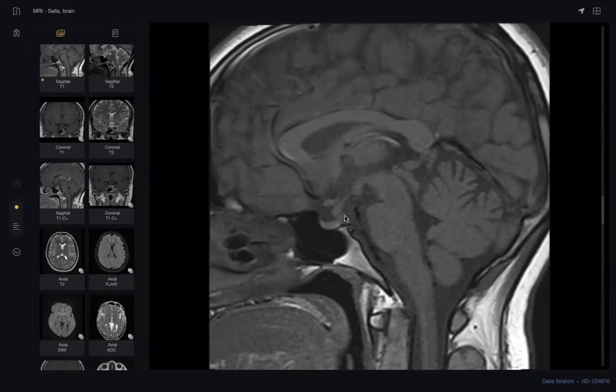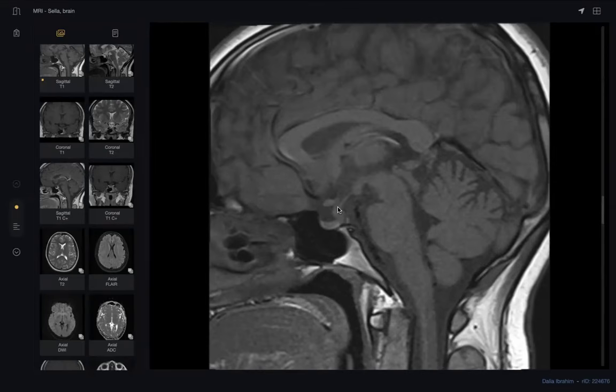No, I can't recall it, to be honest. I'm sorry. Okay, it must be high T1. So there is absent T1 high signal of the posterior pituitary, plus a nodular stalk. What does it mean for you?